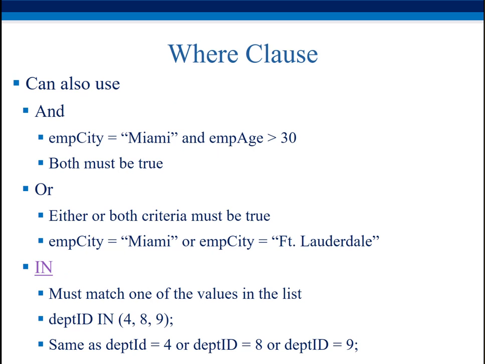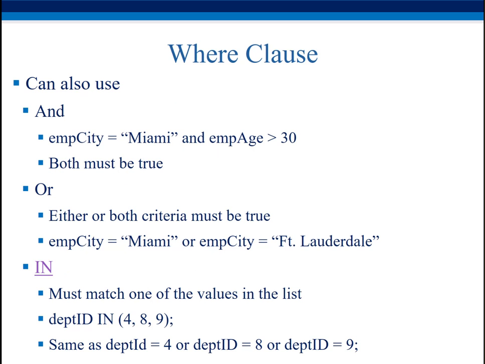Same rules over here. If it's an and, that means the city is Miami and employee age is 30. So if employee age is 31, it will not work. However, if you're using an or, if we did employee city equals Miami or employee age equals 31, then anyone who's 31, regardless of where they come from, is going to satisfy the criteria.